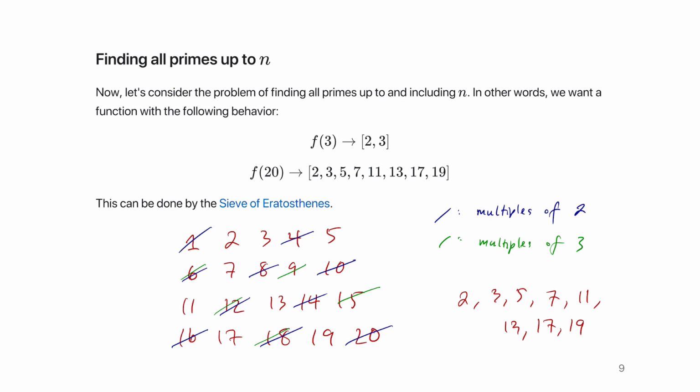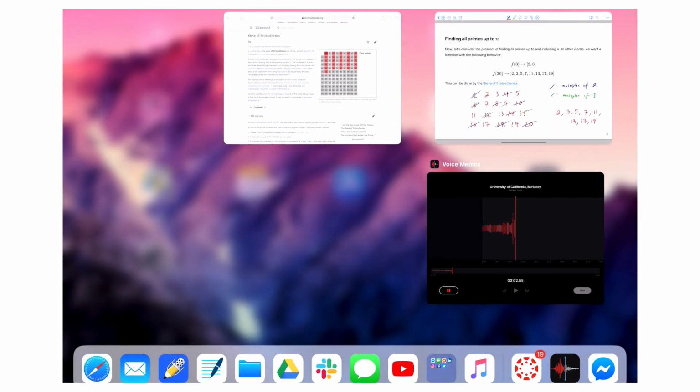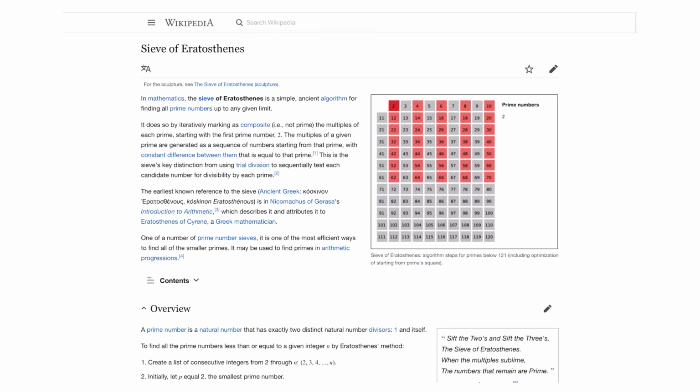Is the general idea sort of clear? I go in, cross out all multiples of 2, then all multiples of 3, then all multiples of 5, and so on and so forth, until I've crossed out all multiples of the primes that are smaller, and everything that's left is a prime. So why don't we look at a little animation of this?